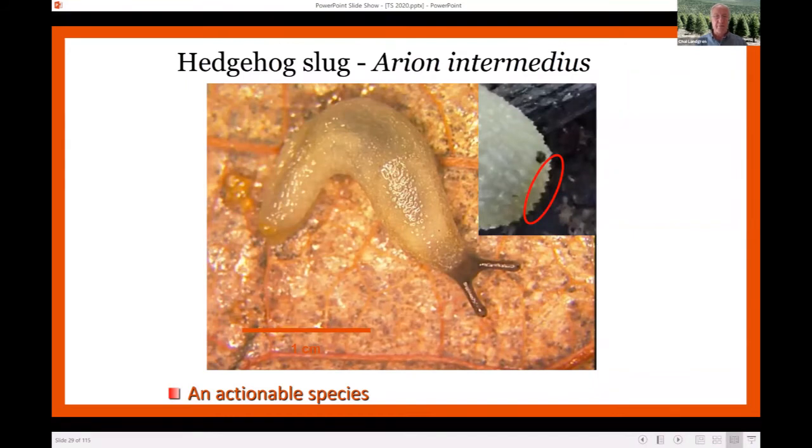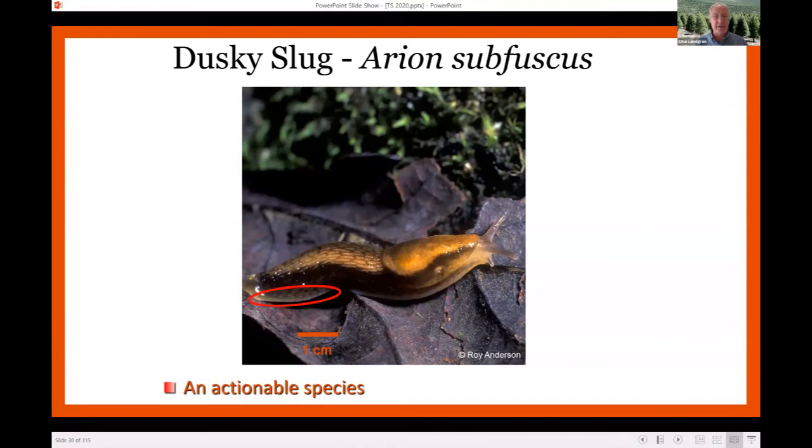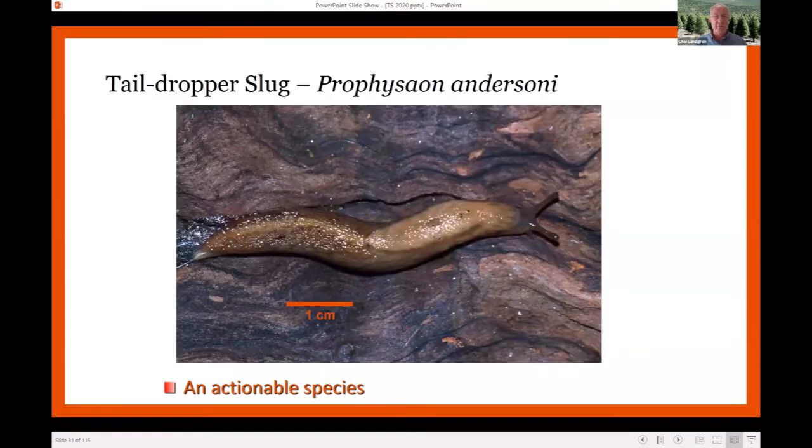This one is an actionable species, again, the hedgehog slug, and it's near the back end. It's got some very sharp edges to it on the back. The dusty slug has this kind of broad pad on its backside. It is one that causes rejection of the load if it's found.